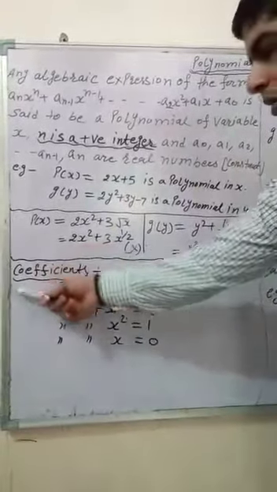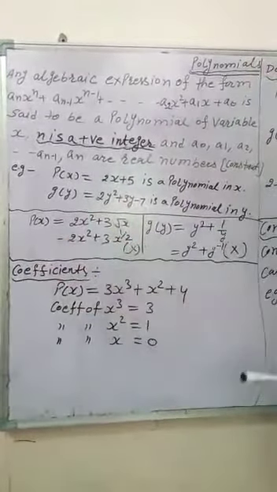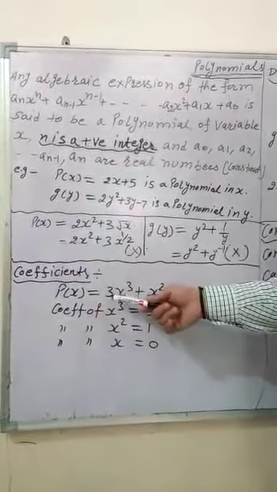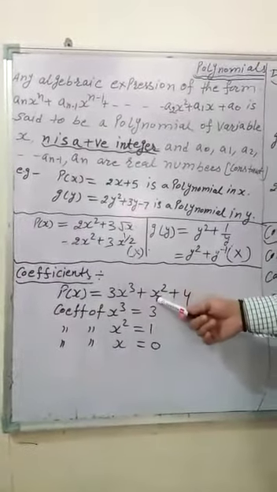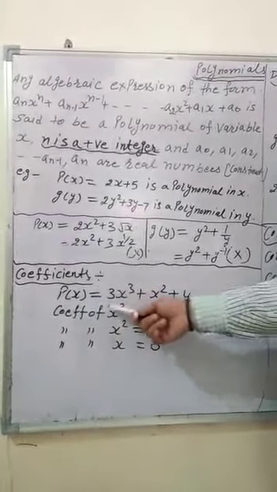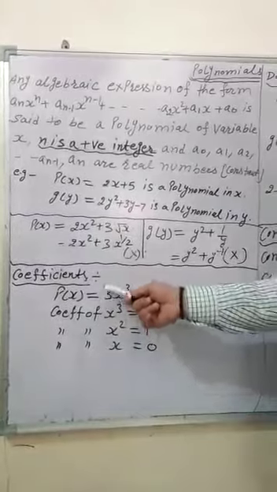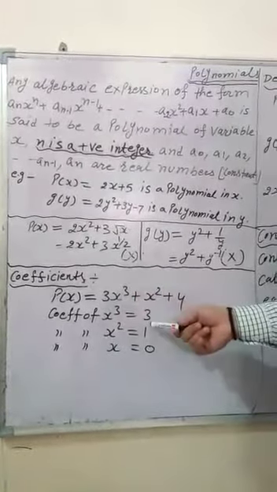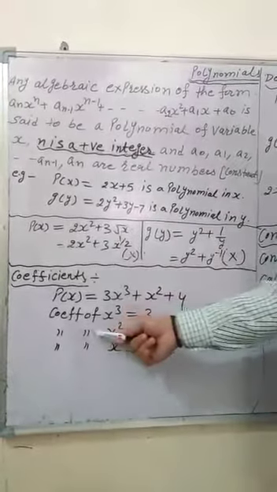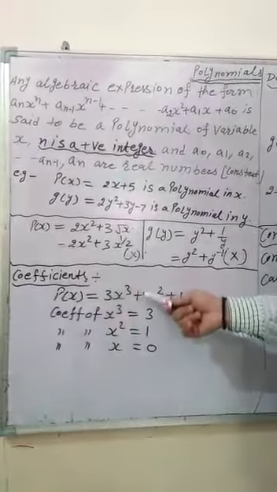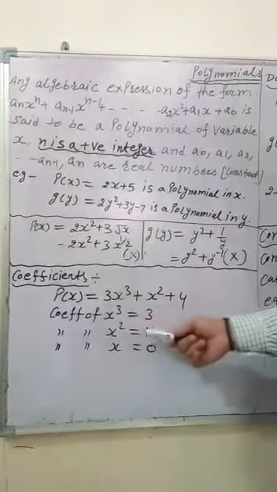Now the next topic is coefficient. For example, suppose I am writing a polynomial of variable x: 3x cube plus x square plus 4. Now the coefficient of x cube is 3. Clear? Coefficient of x cube is 3. Now what is the coefficient of x square? There is nothing written. It means the value is 1. So the coefficient of x square is 1.